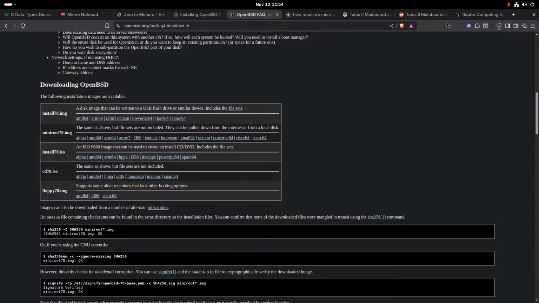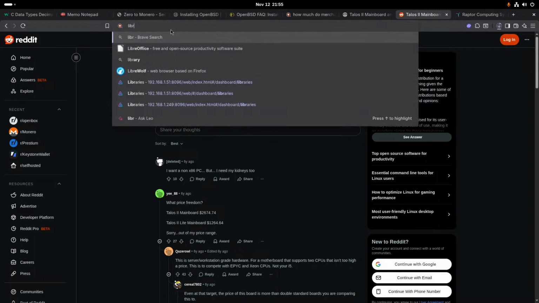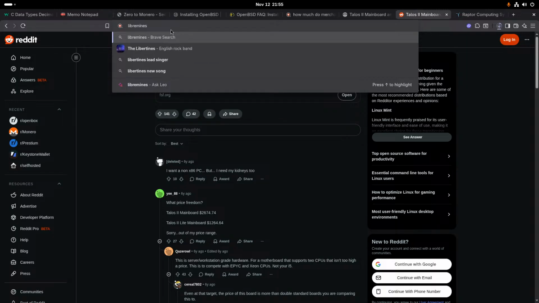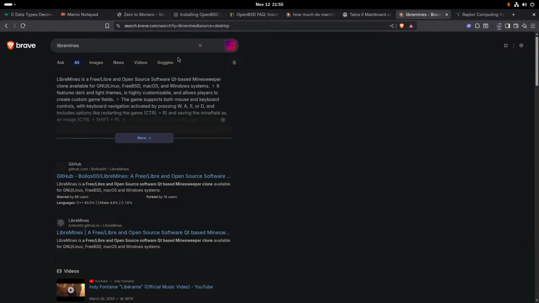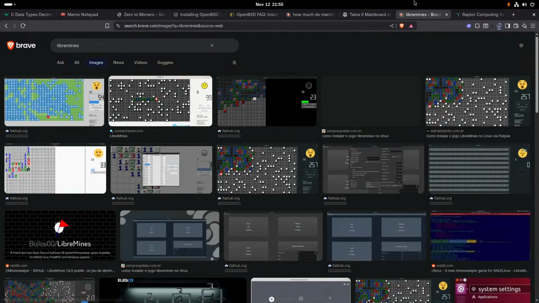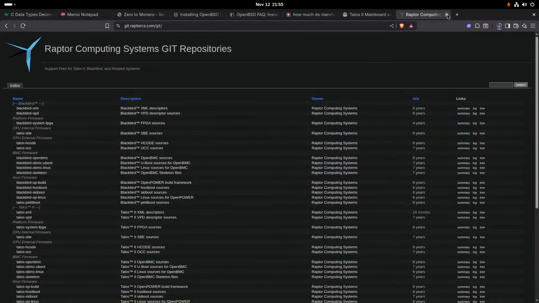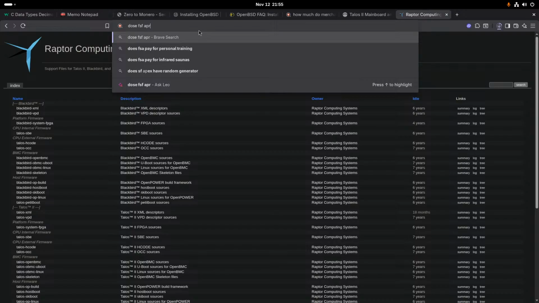Libre Mines. I needed to see if this is real. Libre Mines is a free and open source software Qt-based Minesweeper clone available for GNU. That's awesome. Via Flatpak, I don't know if that approves.